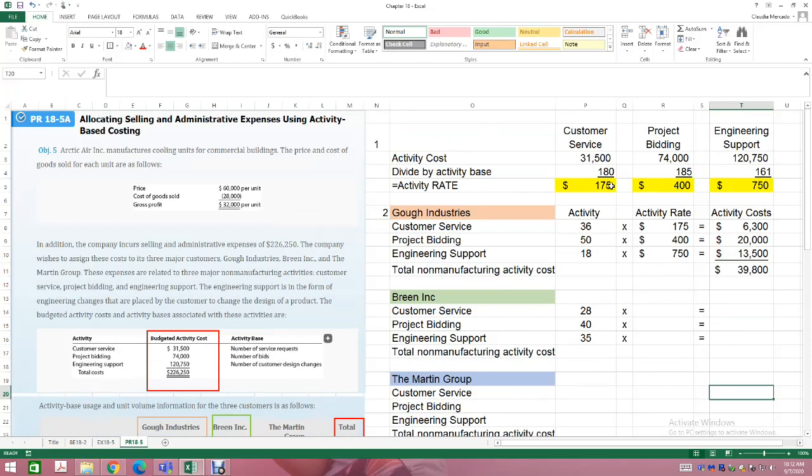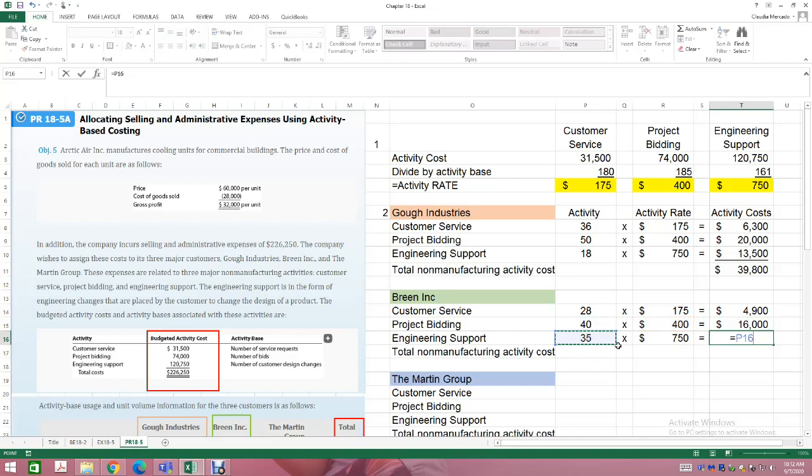Now we're going to get the rates once again that we calculated in requirement 1, and then we just multiply them. The 28 times the 175, the 40 times the 400. So you're multiplying your rates times your actual activity, the number of activities that you had per product, per customer. Now we can get the total that we're going to assign to Bryn Company.